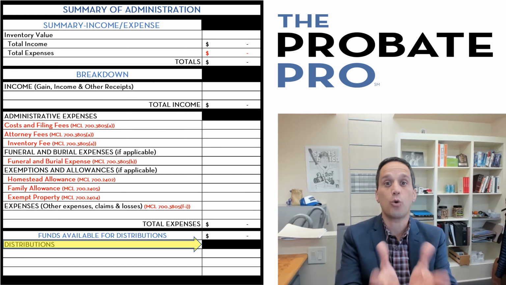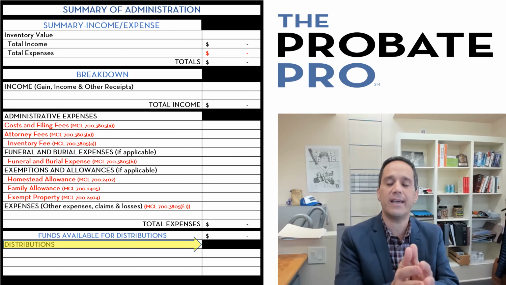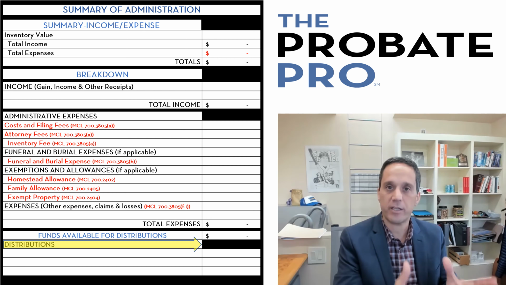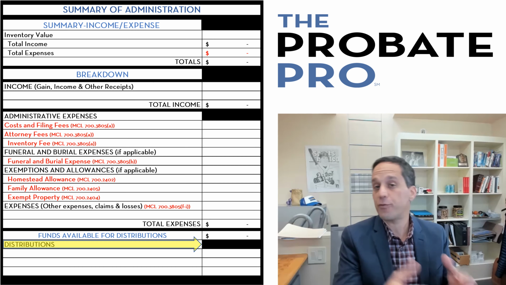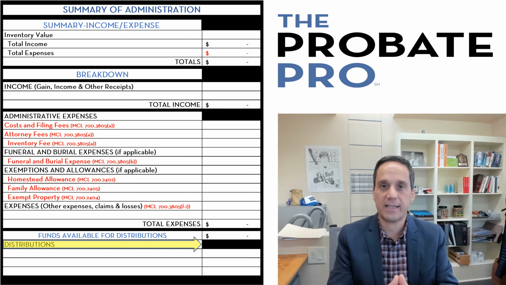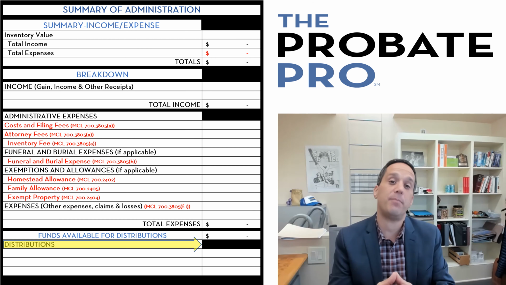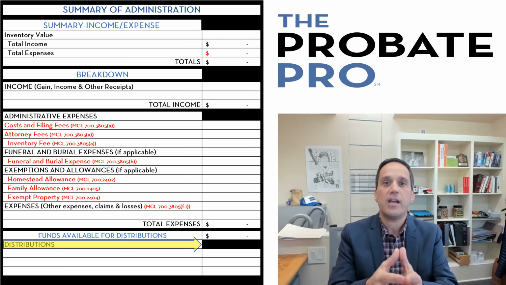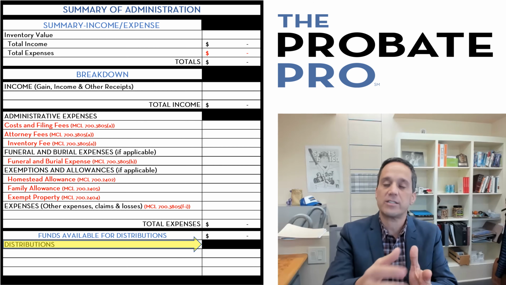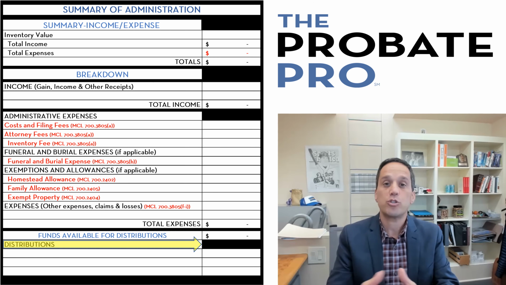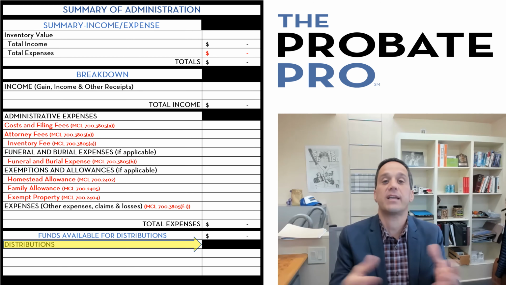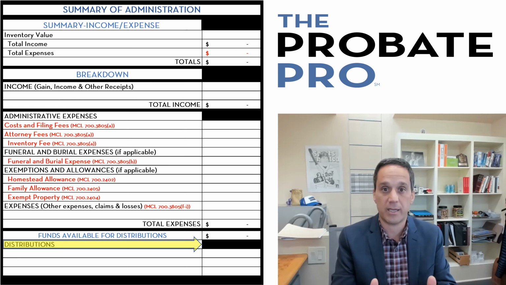Now remember, if there's a will, the will is the instruction of how you're going to distribute the estate. If there's no will, the laws of intestacy will control. And that means that depending on the family tree, the statute dictates who gets what amount. So understanding how that statute plays out is critical to understanding how the estate assets will be distributed.